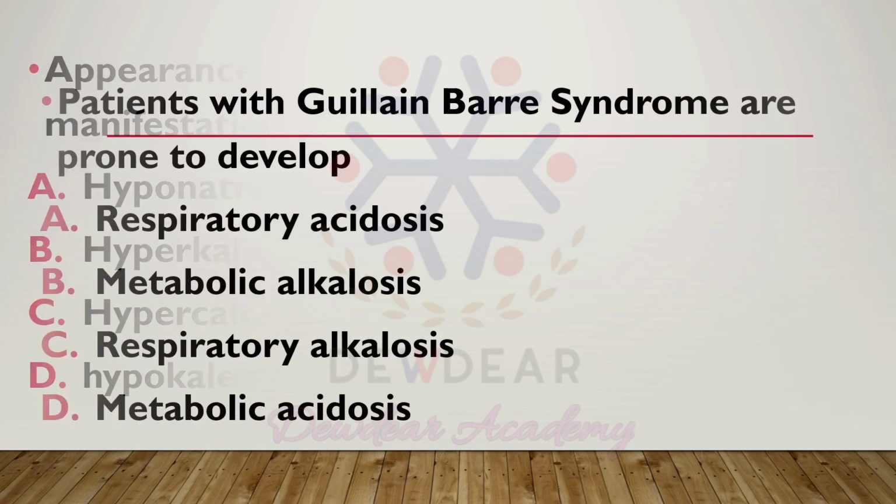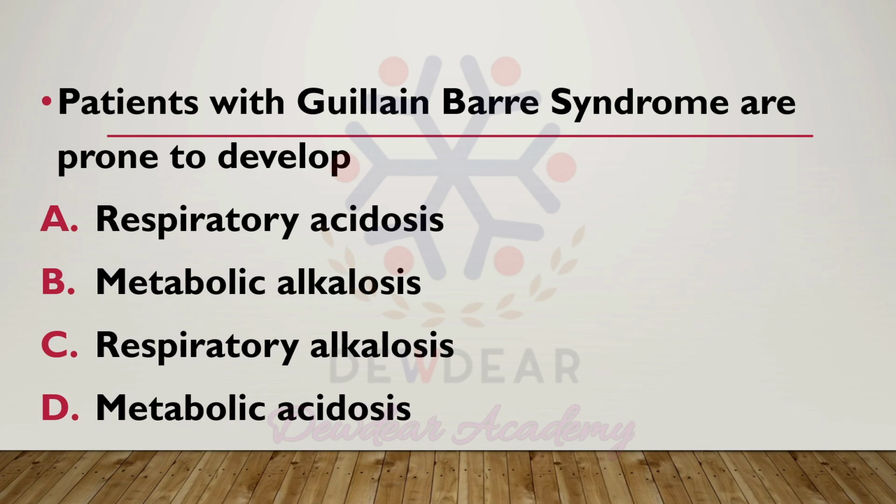Next question. Patients with Guillain-Barré syndrome are prone to develop? Options: respiratory acidosis, metabolic alkalosis, respiratory alkalosis and metabolic acidosis. So here the correct answer is option A, that is respiratory acidosis. Patients with GB syndrome are prone to develop respiratory acidosis.